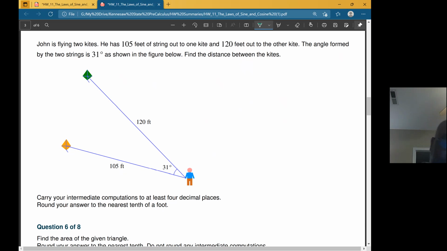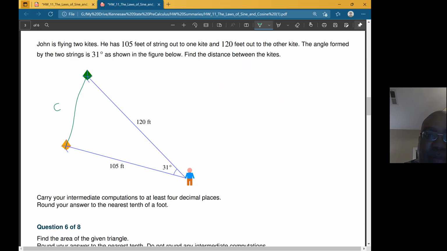So John is flying 2 kites. All right. What's already on the graph. He has 105 feet of string out to one kite and 120 feet out to the other kite, which is shown in our graph. The angle formed between the two strings is 31 degrees, which is also shown on our graph. Find the distance between the two kites.